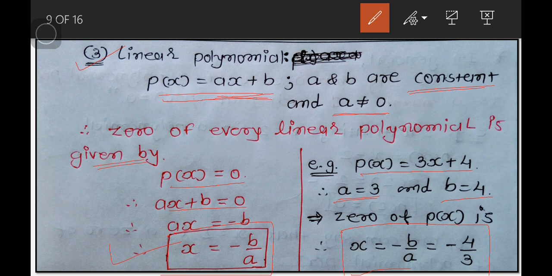So if we want to find the zero of a linear polynomial, we have to remember the formula x is equal to minus b by a.